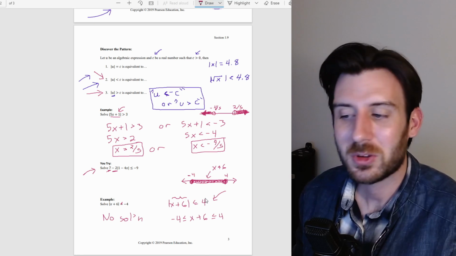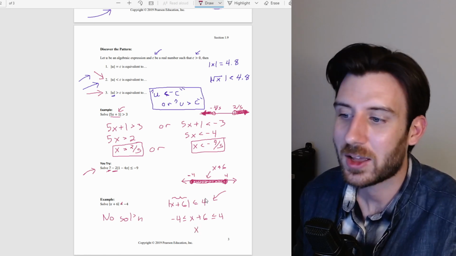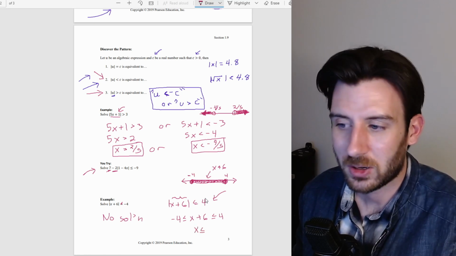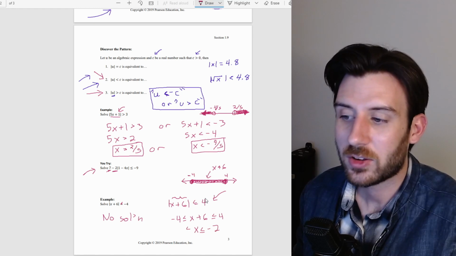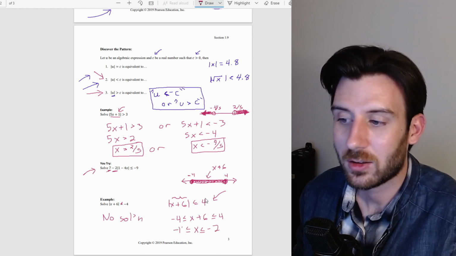How can we get at x? Well, we could just take away 6 from everything if we wanted. That'd be x less than or equal to 4 minus 6, which would be -2. And on the left-hand side, I would be taking away 6, so that would be -10.